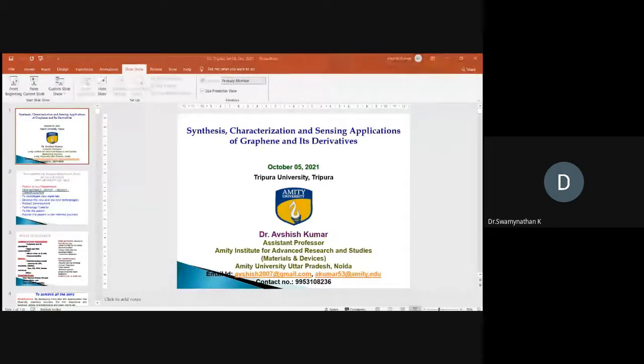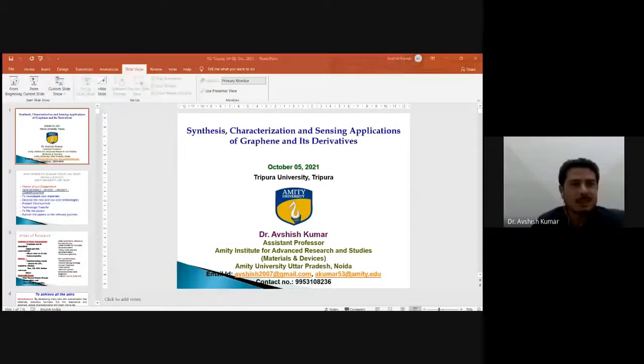So, in the left corner, there is one "From Beginning" option. You just press that, that's enough. You can start the presentation. There is one icon there. Just press it and you can start. It will be fine. From Beginning.